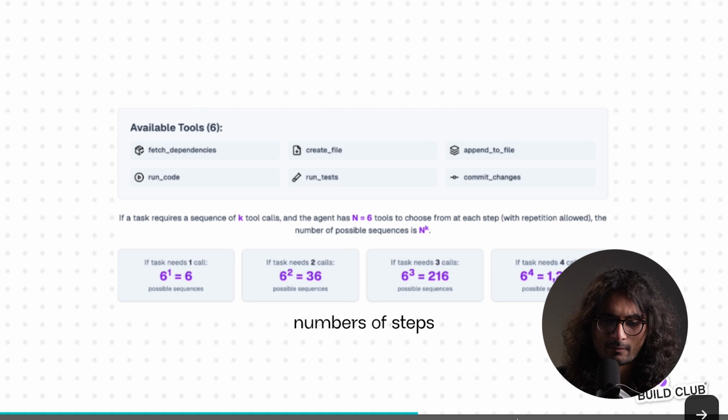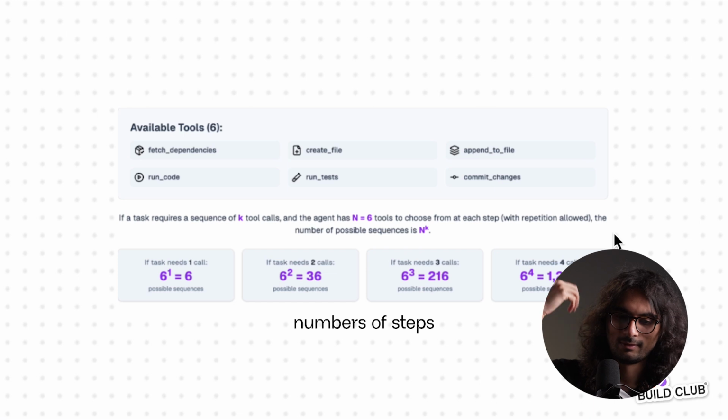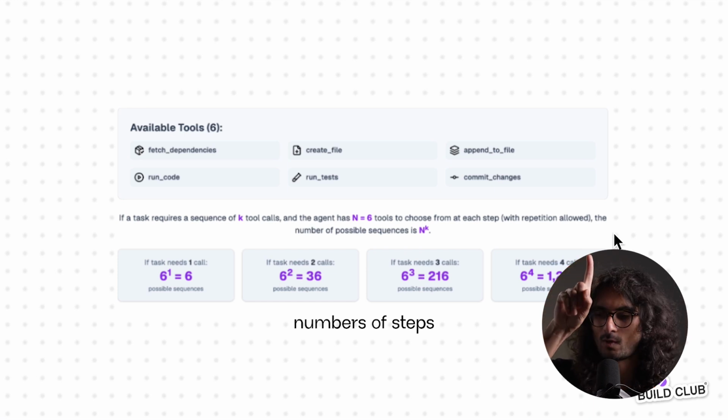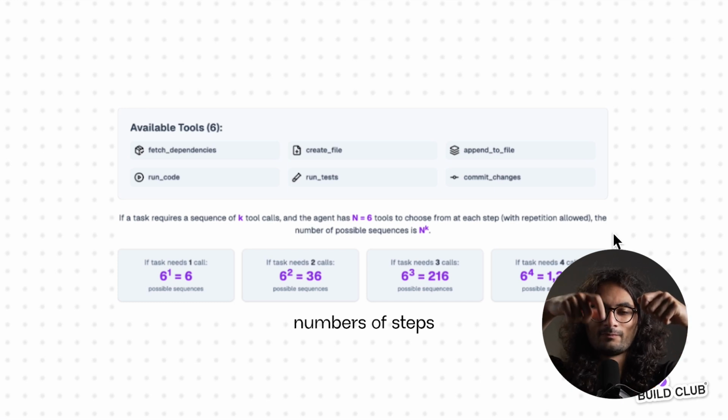How complicated this is. Imagine this is math, but I'm just going to go over it in very natural language. If you have, let's say, 6 tools, and you want to do one call, that has a potential of being 6, right? So you can either fetch dependencies, run code, or run tests. That's 1. But if you do 2 calls, it's going to be a permutation: what is the order you can use? It would be 36, because it would be create file, create file, or create file, append to file, or create file, run code, run tests, commit changes, right?